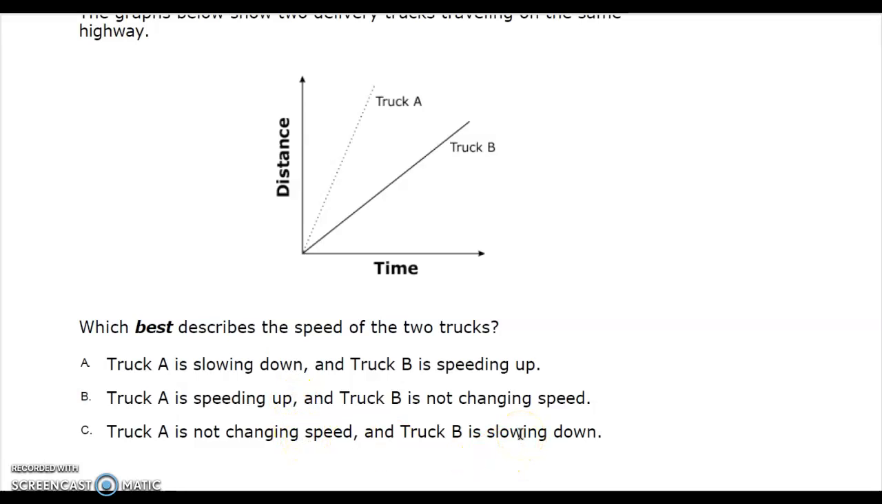Truck B is slowing down. I don't see that. So for me, on a test, if I saw this, I'm not going to count this one against you, because there are no correct answers. If you are taking a benchmark and you see this, you're just going to have to guess the best answer that you think as to what's going on. And I don't even know what answer they would want you to put on here.